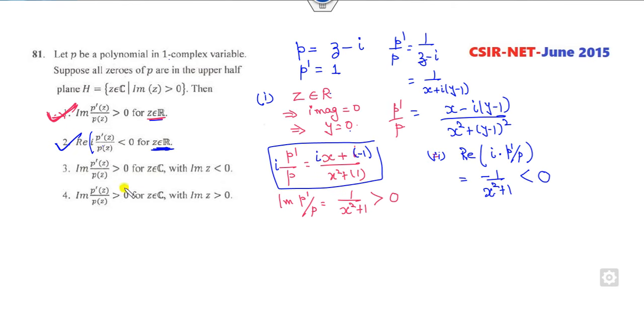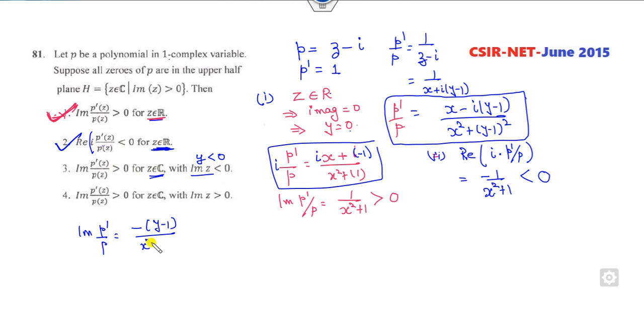Imaginary part of P dash over P, when imaginary part of z, that is y, is less than 0, z is a complex number. Now in this case y is not 0, so this is my P dash by P. Fine. Talk about the imaginary part. So imaginary part of P dash by P is minus y minus 1 over x square plus y minus 1 whole square. Now you can see y is less than 0, so you can take minus 1. Minus of minus 2 is plus 2. This is always greater than 0. So whenever y is negative, y minus 1 is also less than 0, so it is always positive. It's the right answer.